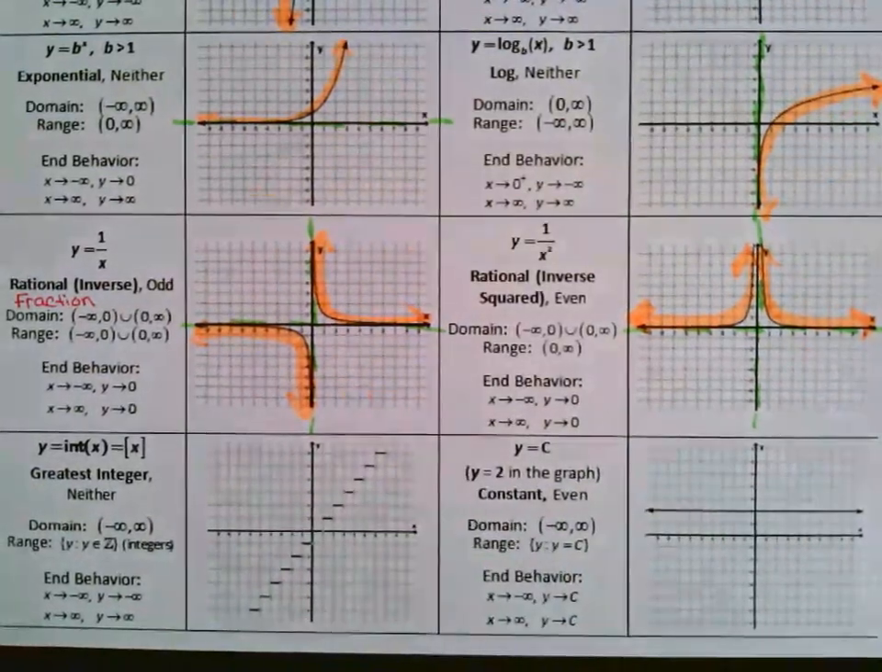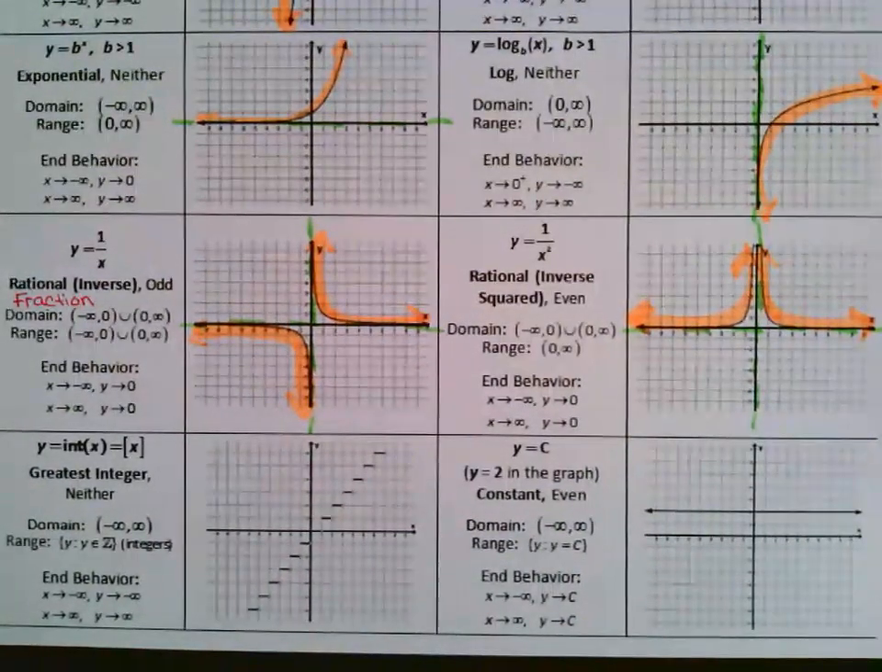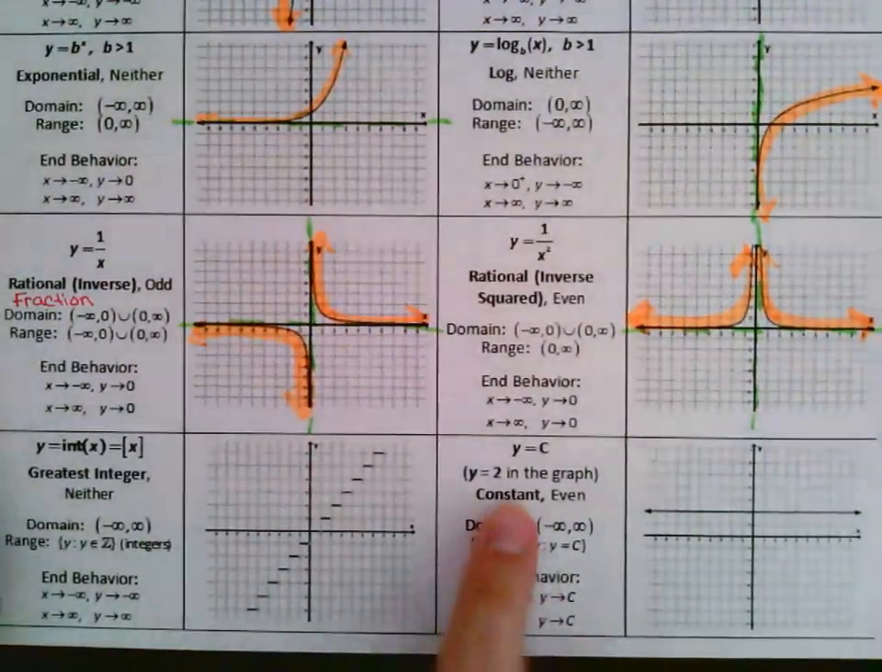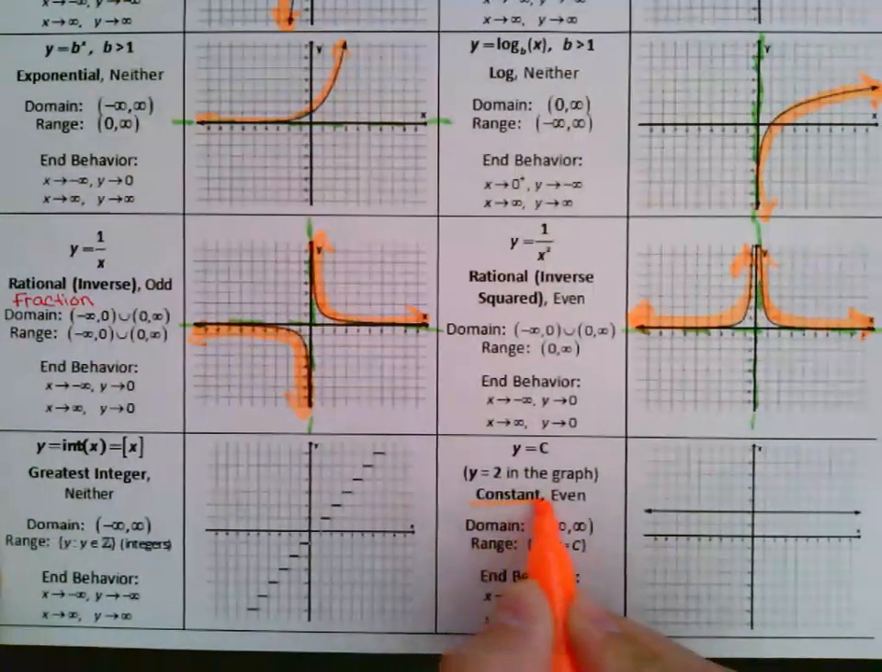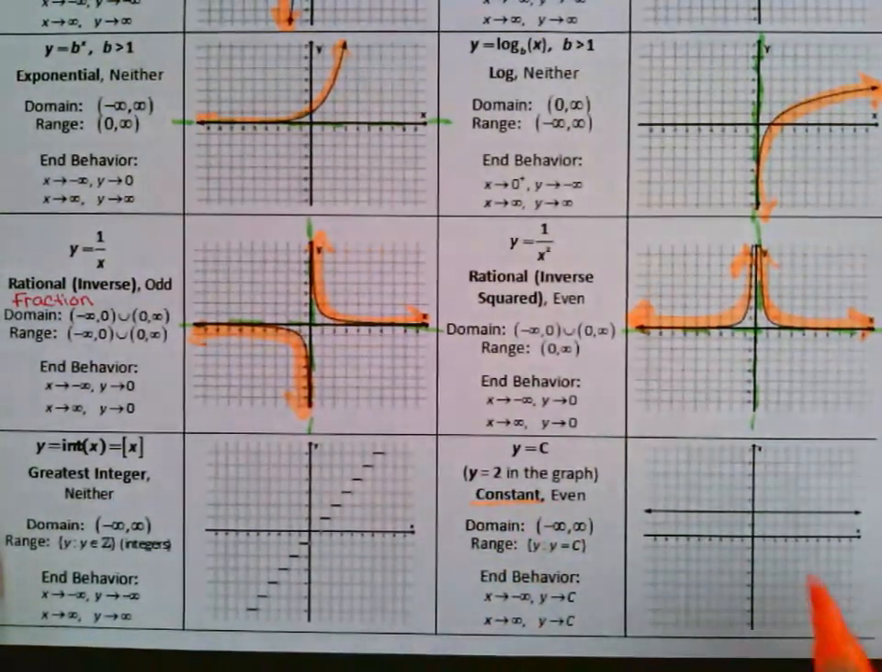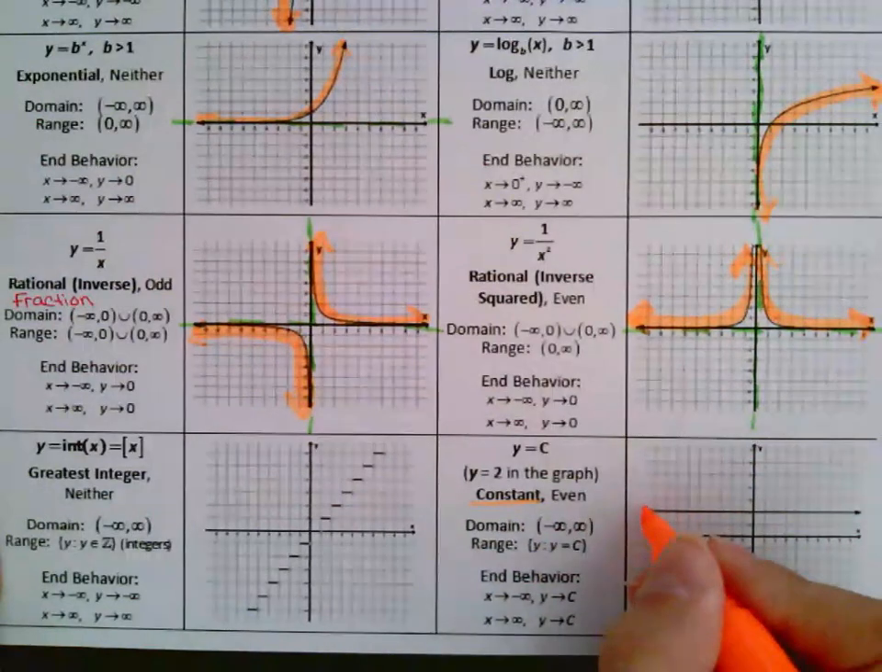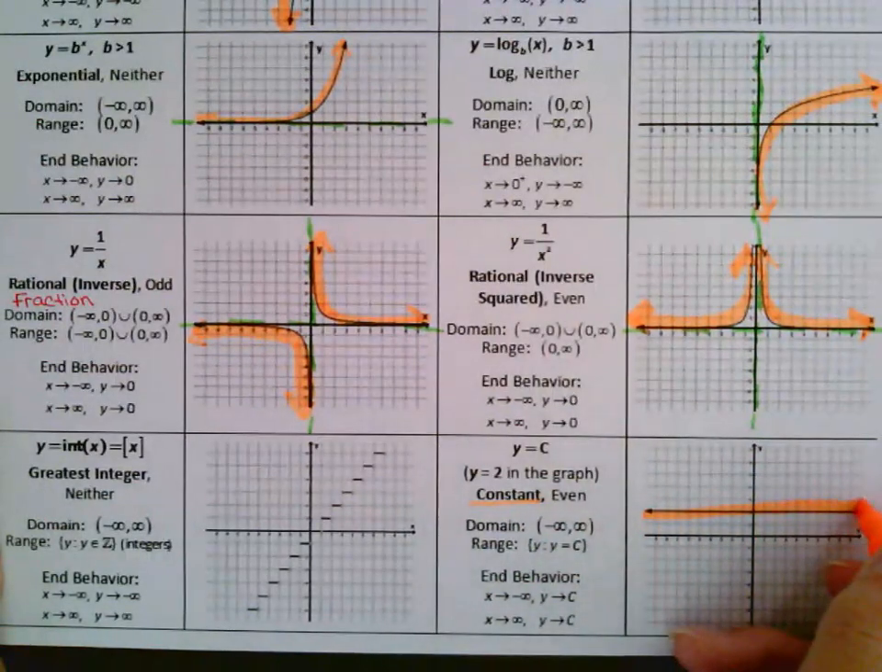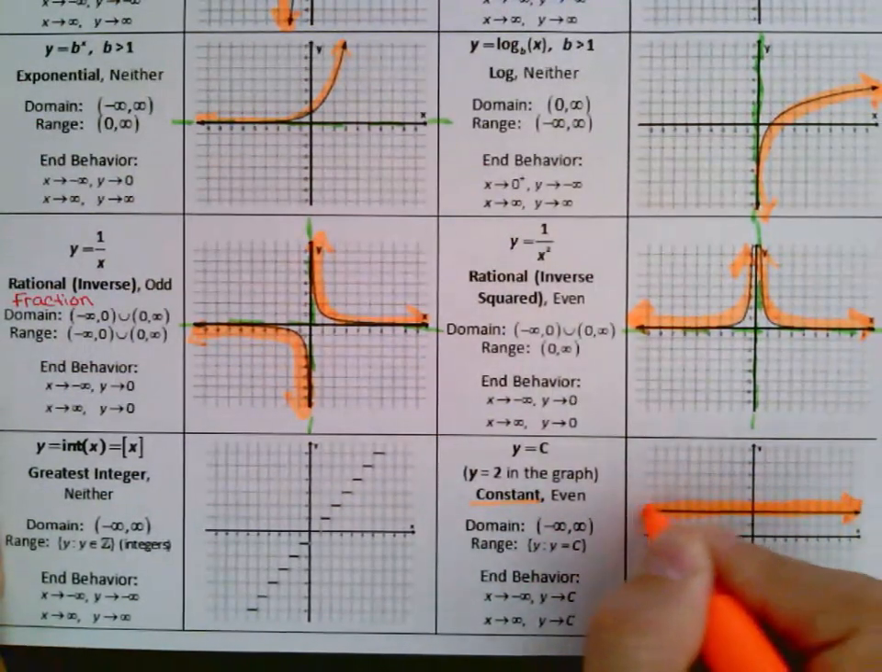And the last one is probably the easiest, most common, y equals c, where c is a constant. Okay, you can see the word constant right here. So that's like if it was y equals 2, you would just draw a line at 2. All right, this is just old school. Not too concerned about this one.